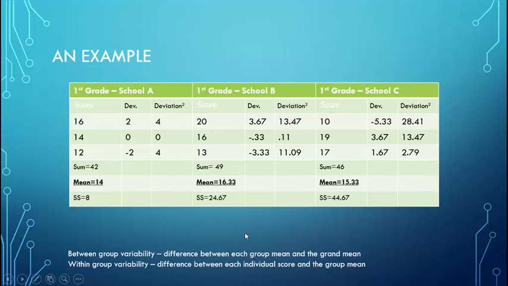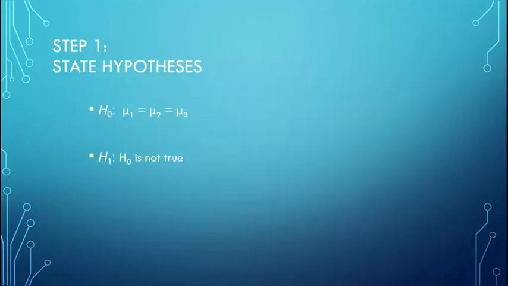So what are we thinking here? Are we going to find a significant effect of school on test score? Well, hopefully you're going to think not, but let's go through it. So step 1, as always, we state our hypotheses. The null hypothesis is that mu1 is equal to mu2 is equal to mu3, right?